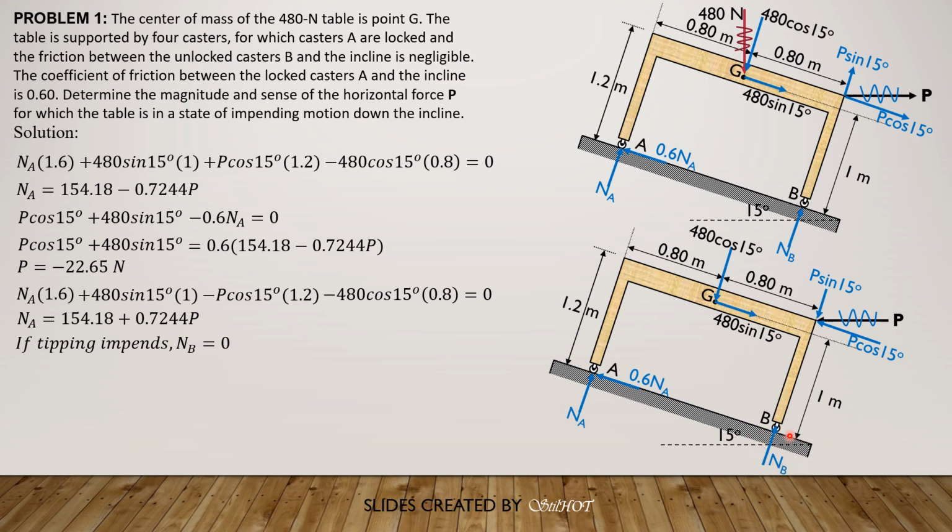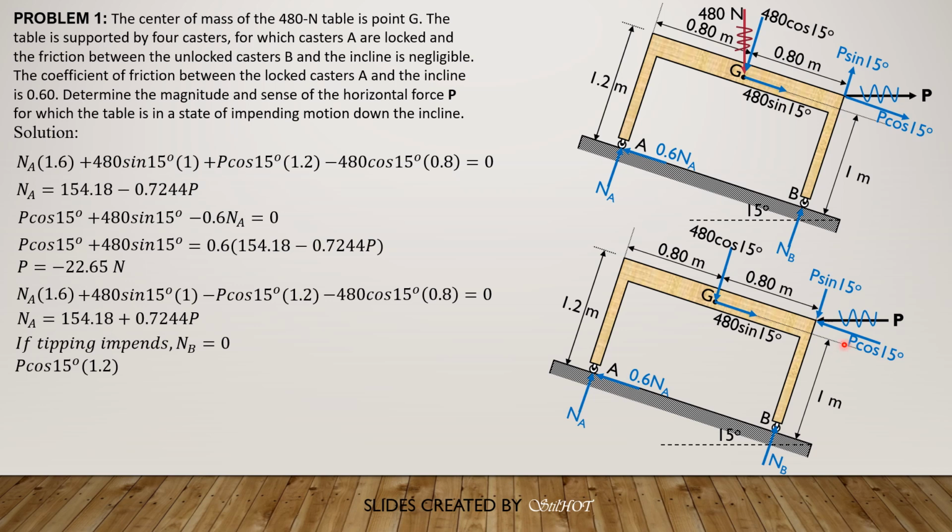at B. So imagine that the caster at B is now not touching the incline. So that's why NB is 0. That's the only case where tipping is possible. So summation moment about A equals 0.